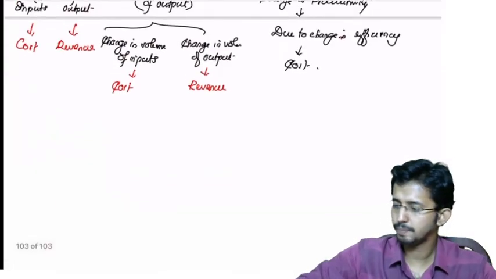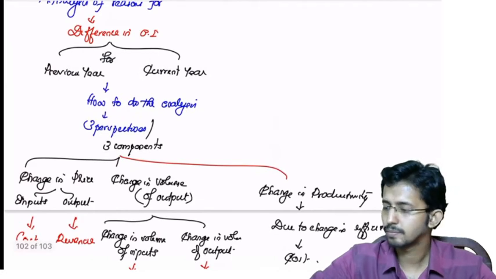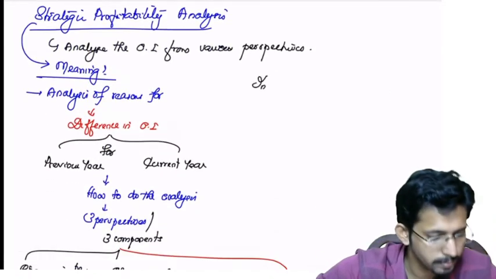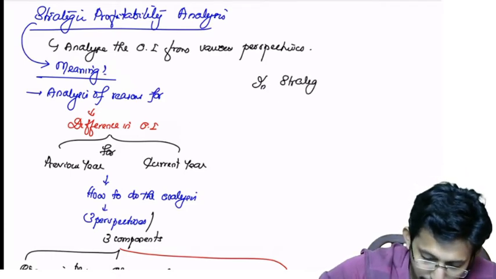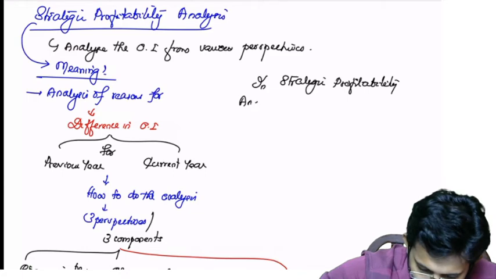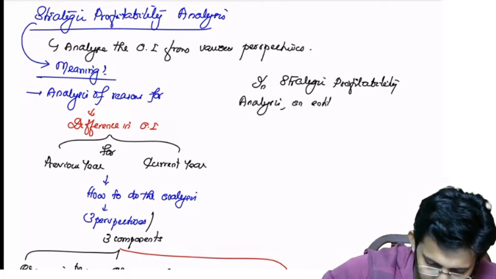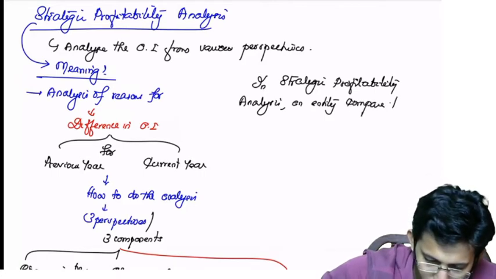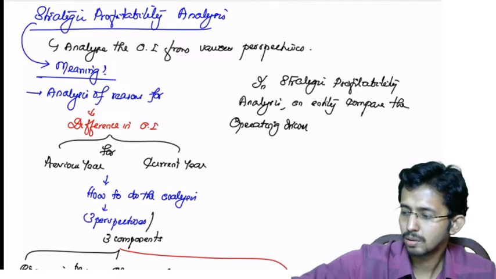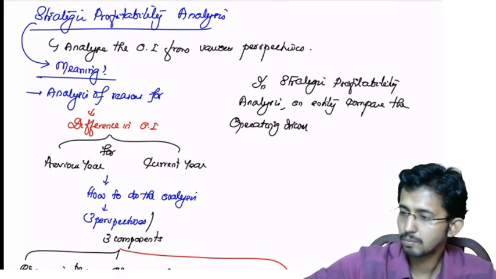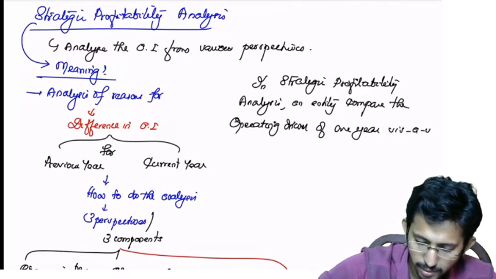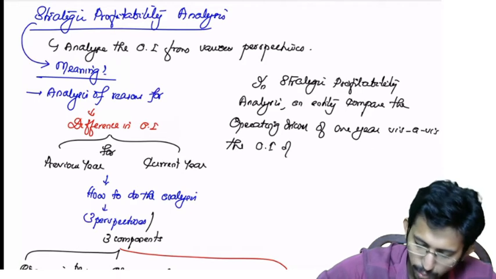Now going further, you can write: in strategic profitability analysis, an entity compares the operating income of one year vis-a-vis the operating income of the previous year.